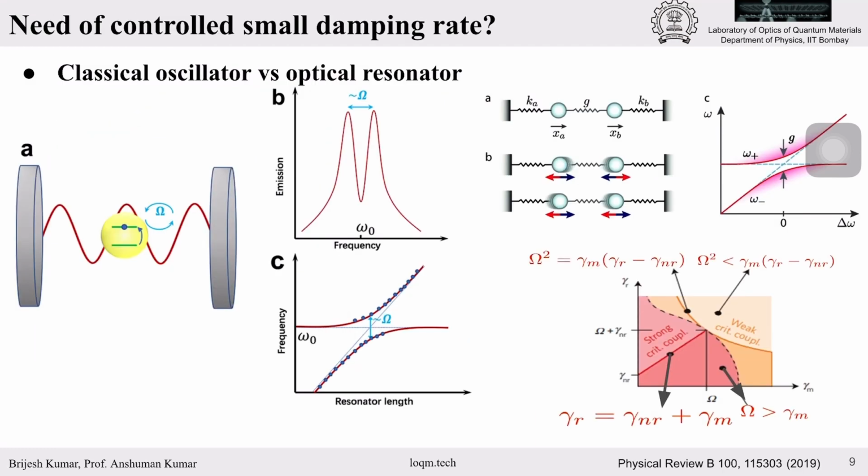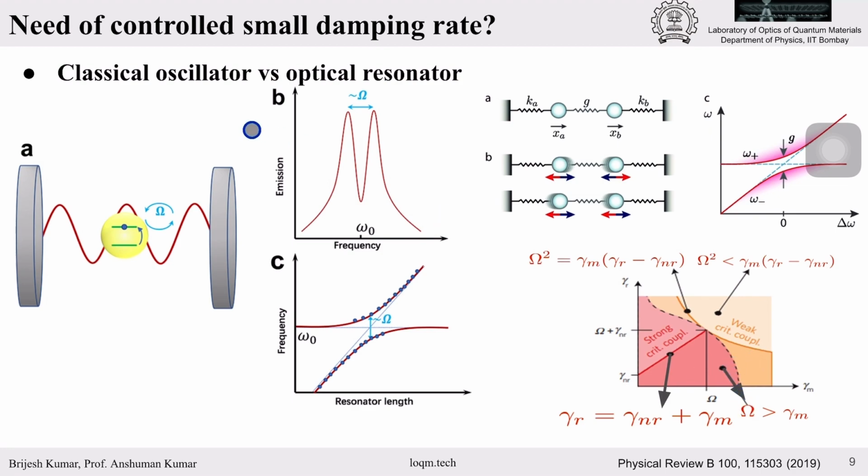What is the use of this quasi BIC? This quasi BIC cavity we are going to use in strong coupling with a TMDC monolayer. The main TMDC monolayers are WS2, WSe2, MoS2 and MoSe2.